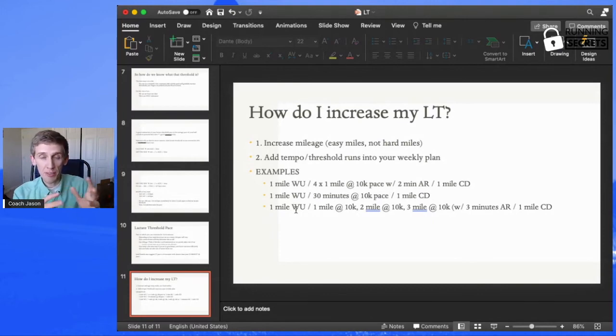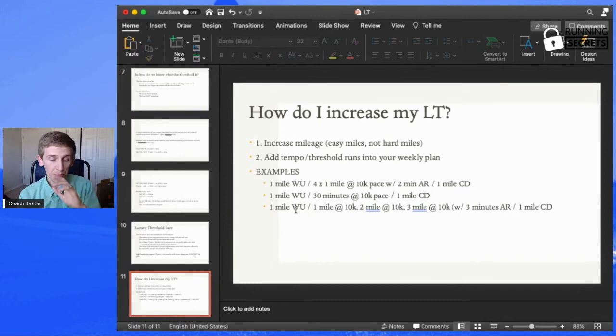So I wrote this up as if I was writing a training plan for someone. If you were running with me and you saw this appear on your calendar, this would be a lactic threshold day. So you do a 1 or 2 mile warm up. You could do 4 by 1 mile at 10K pace with about 2 minutes active recovery in between, and then a 1 mile cool down.